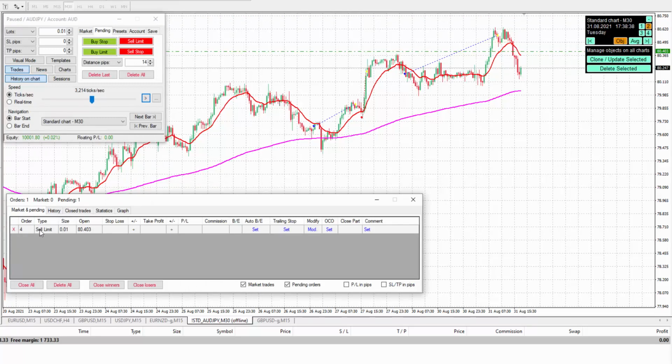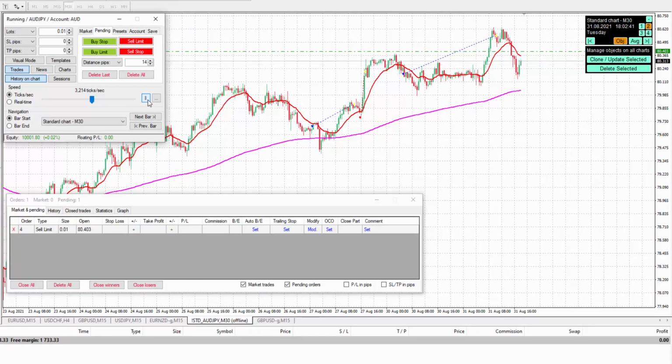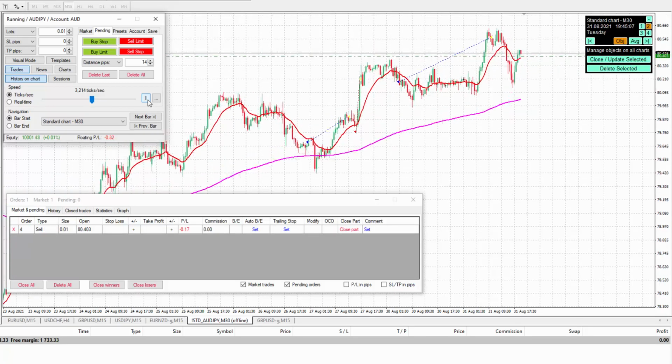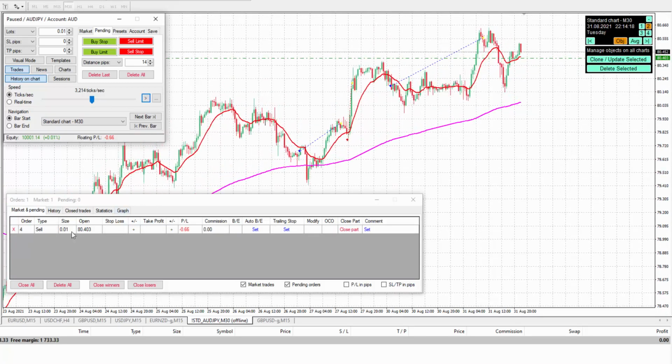So currently you can see here we have a sell limit order in place. Let's see what happens. Okay, the order changed. So when it reached my level, it triggered the order, and now we are in a sell position. So we are in a short position.